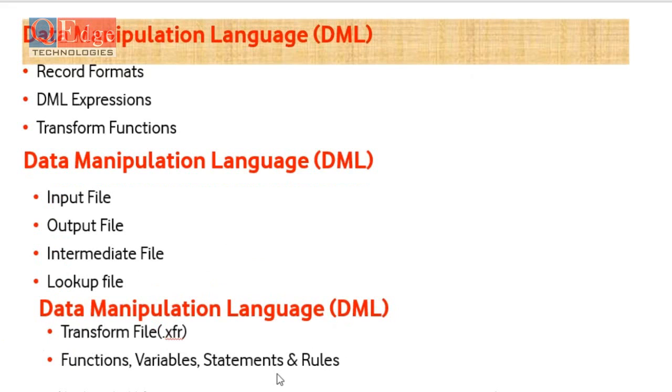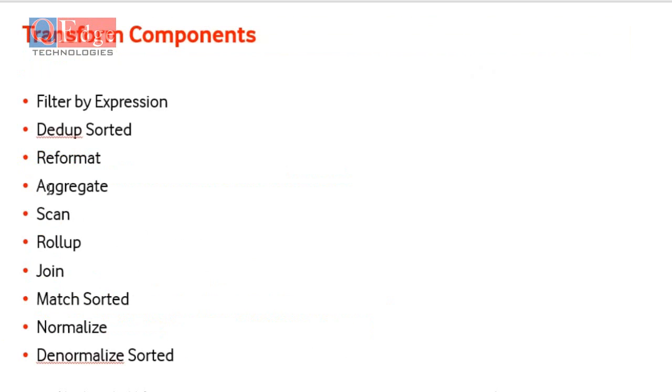Okay, these are all the transformation components that we have: filter by expression, dedup sorted, reformat. These are all the transformation components that we have. So we'll cover each and everything.